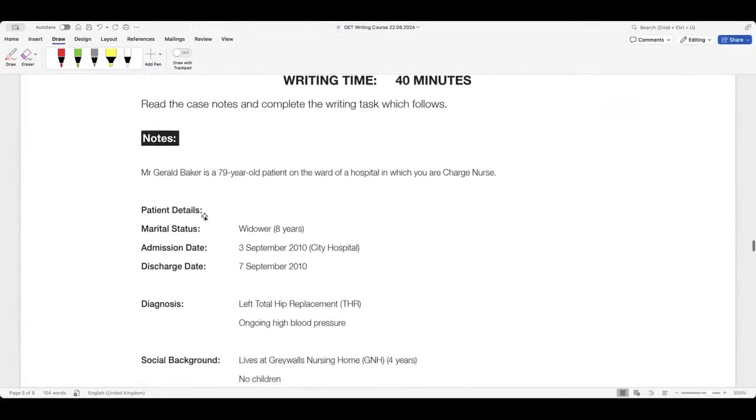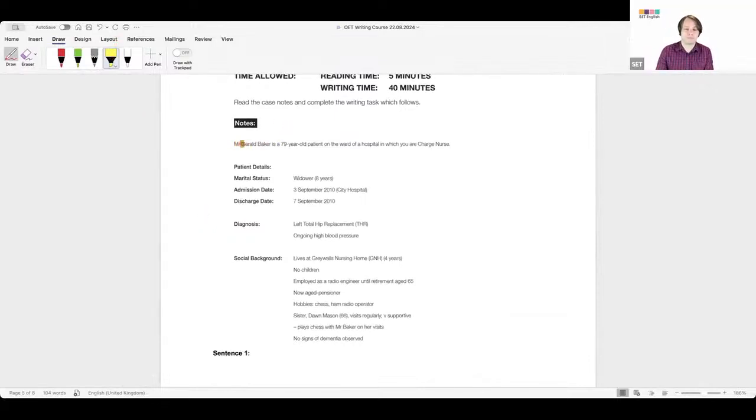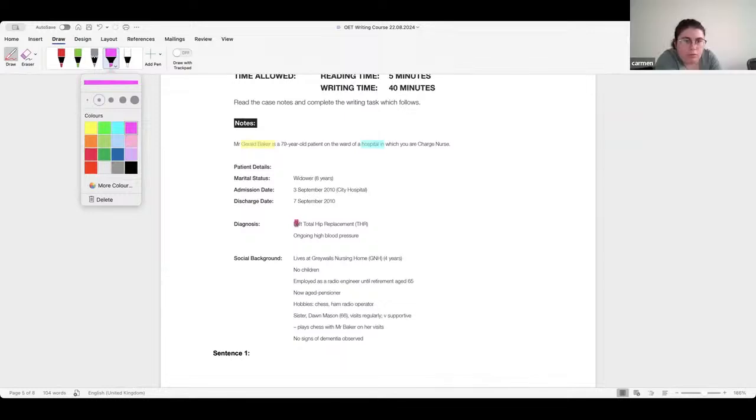Yes. So, who is the patient, everyone? Mr. Gerald Baker. Where is he? In a hospital. Why is he there? Left total hip replacement.